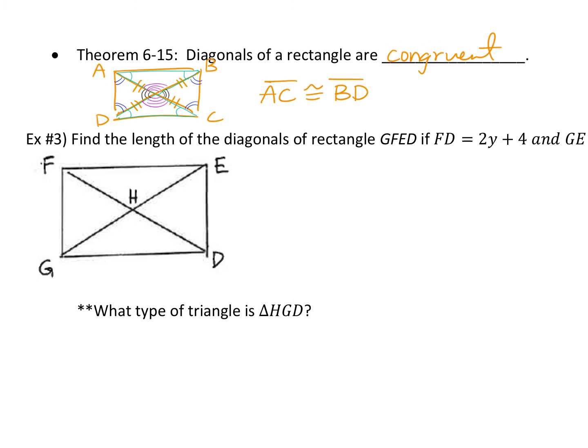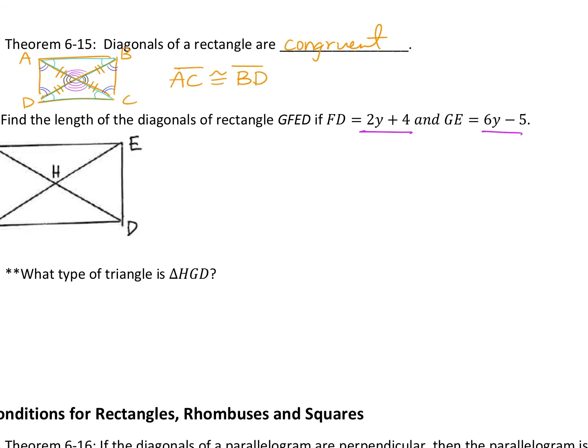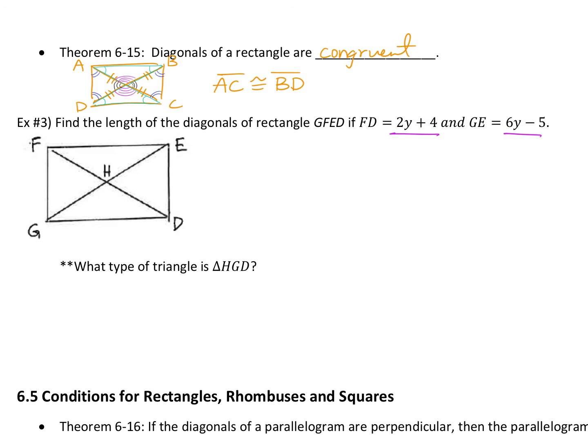Example 3 then. It says find the length of the diagonals of rectangle GFED if they tell you that FD is 2y plus 4 and GE is 6y minus 5. What do we do with that information? Solve for y. Solve for y, how? Set them equal, right? If the diagonals have to be congruent, then 2y plus 4 has to equal 6y minus 5. So solve that. Take away the 2y. Add the 5. So 4y equals 9.